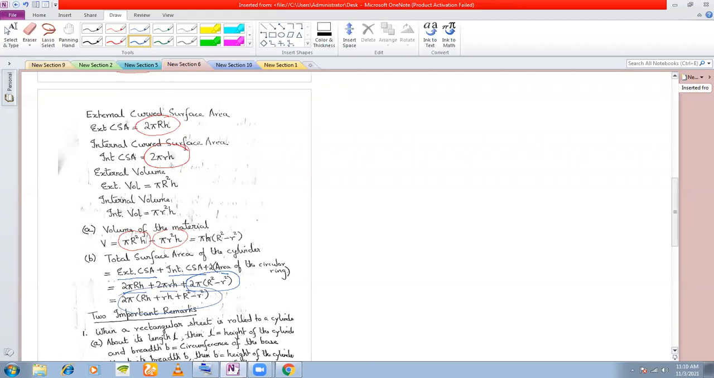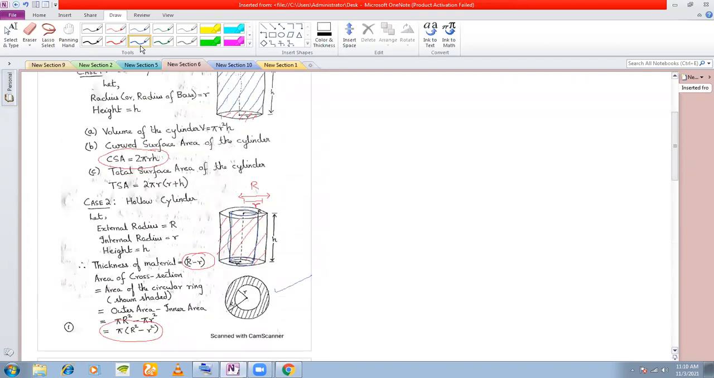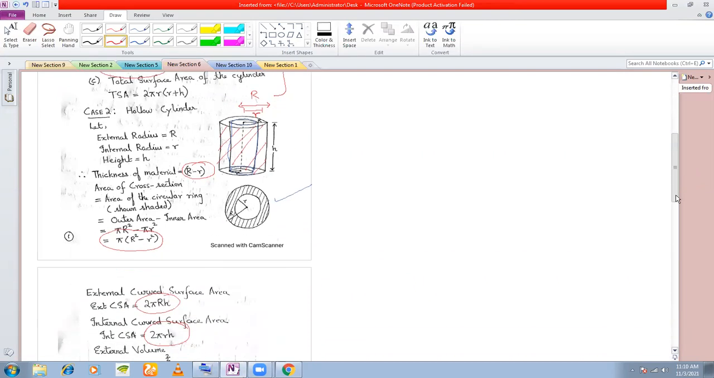Okay. Now, if you can remember these formulas, well and good. Otherwise, there is no need to remember these formulas. Only three fundamental formulas will work for you. If you can remember only these three formulas, you can derive all the other formulas if you can visualize the solid. Okay.